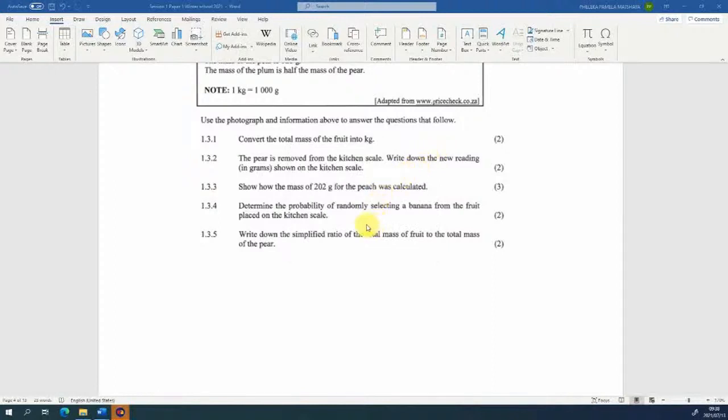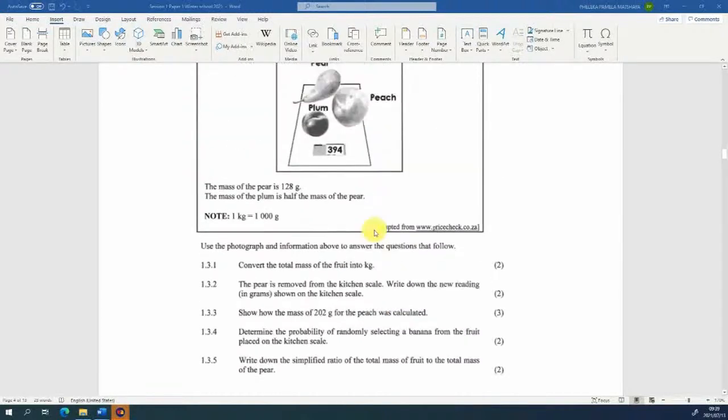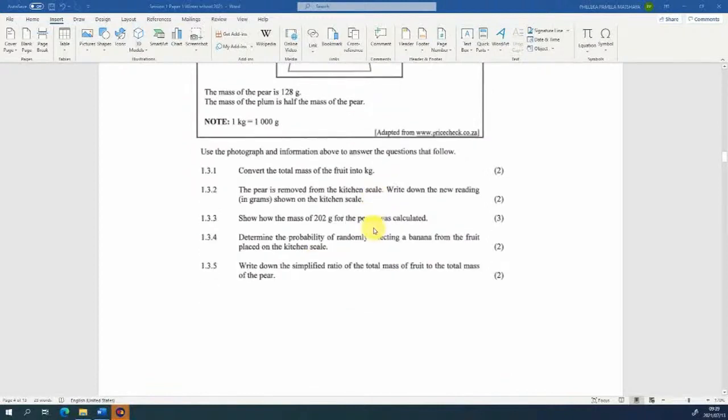Determine the probability of randomly selecting a banana from the fruit placed on the kitchen scale. Okay, so you have to see if you see any bananas there, and if you see no bananas, what is the term that you use in probability for nothingness, for seeing nothing that they ask you there.